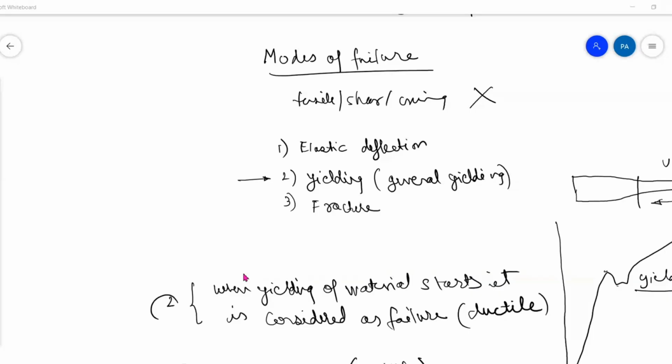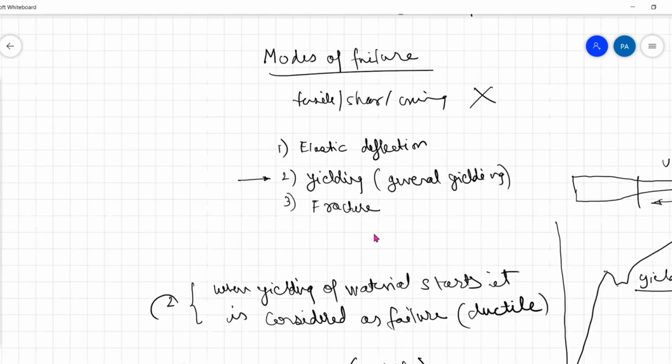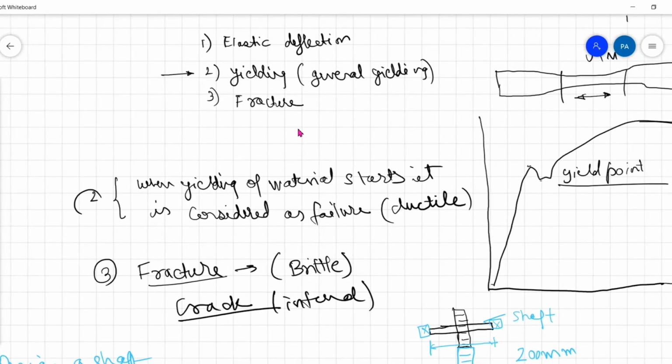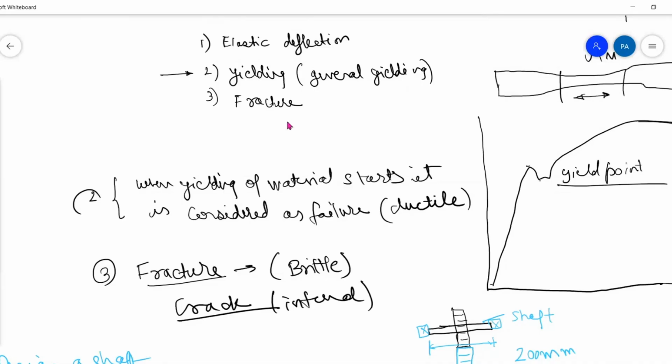Then yielding happens in what? Yielding can happen in any material, but that material has to be a ductile material. And the third case is fracture, and fracture will happen only in brittle material, because a ductile material will not be designed till fracture happens.